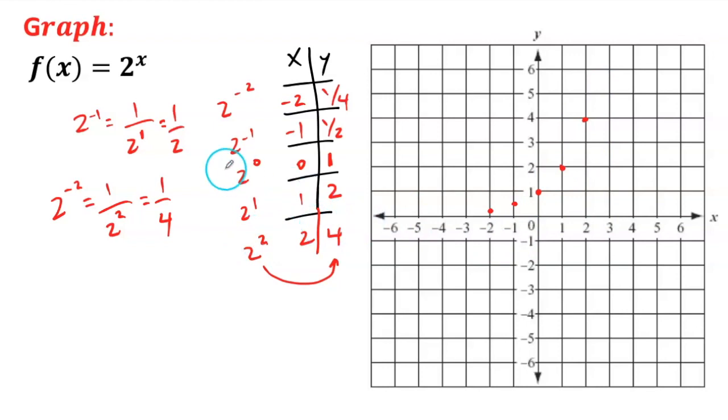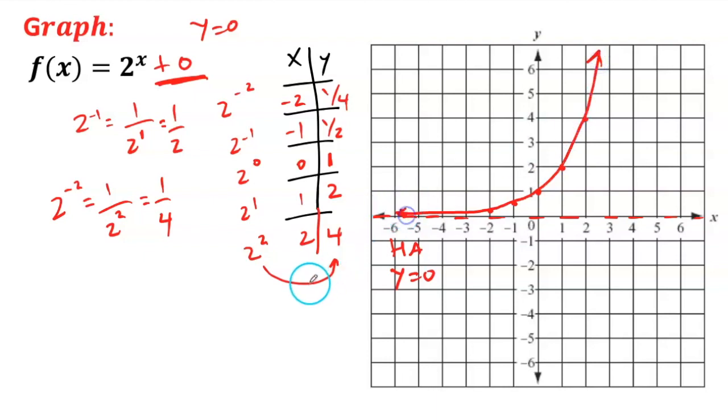Okay, one more thing. An exponential function has an asymptote, and my asymptote is here. It's going to be any vertical movement. Because there's nothing there, my asymptote is 0. So my asymptote is the line y equals 0. Y equals 0 is the horizontal asymptote. Now let's connect the points with the curve. Start with the asymptote, connect. And that's my original function. This is the parent function, f of x equals 2 to the x.